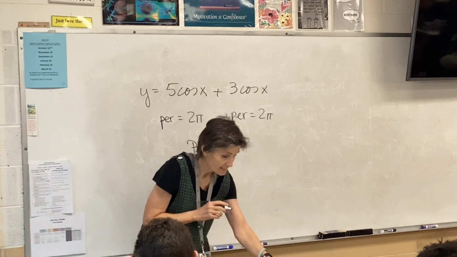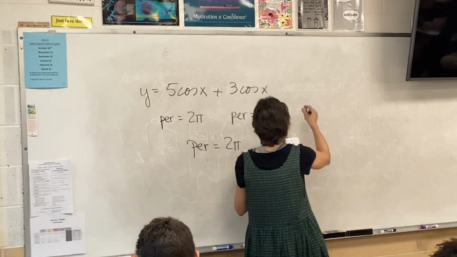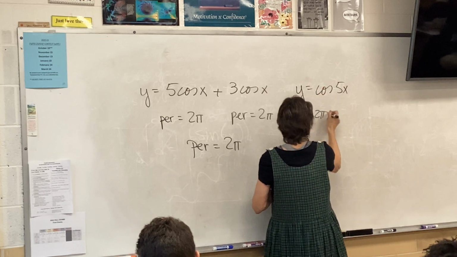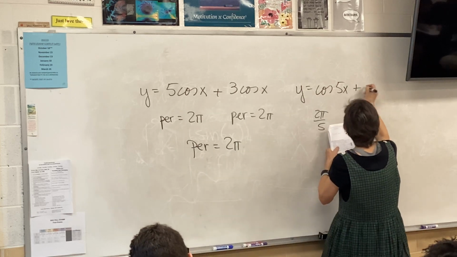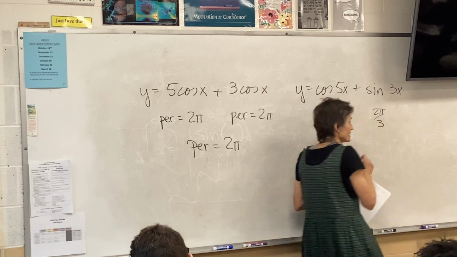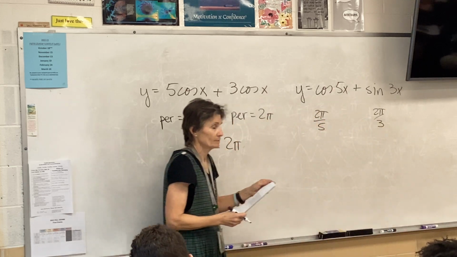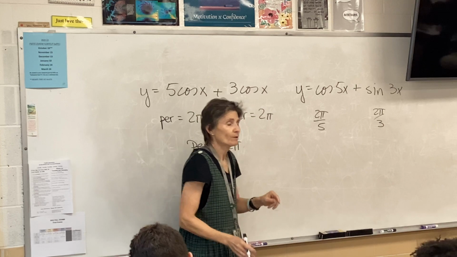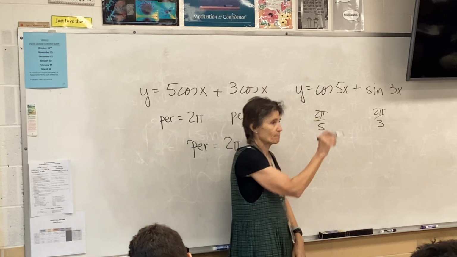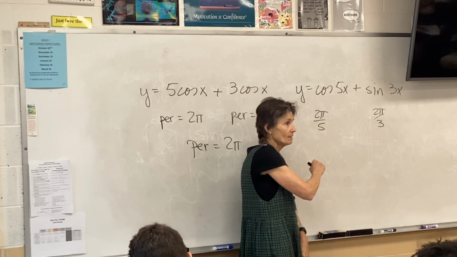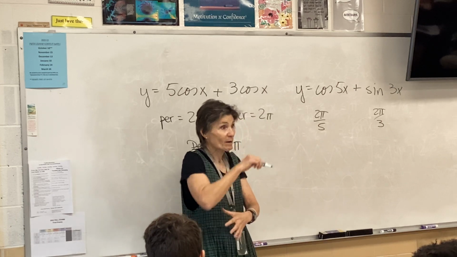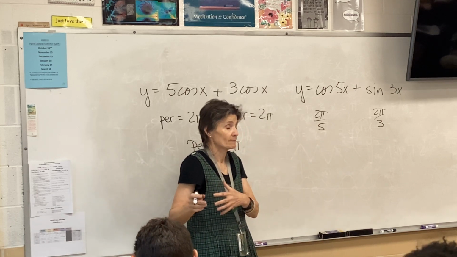All right, so let's look at the second one. What is the period of the first piece? 2 pi over 5. What is the period of the second piece? 2 pi over 3. This is not sinusoidal. However, it is periodic. There's a difference. Sinusoidal means it's periodic like this. Periodic means it can have any shape at all that just repeats itself. Right? So we have a bunch of triangles repeating themselves.